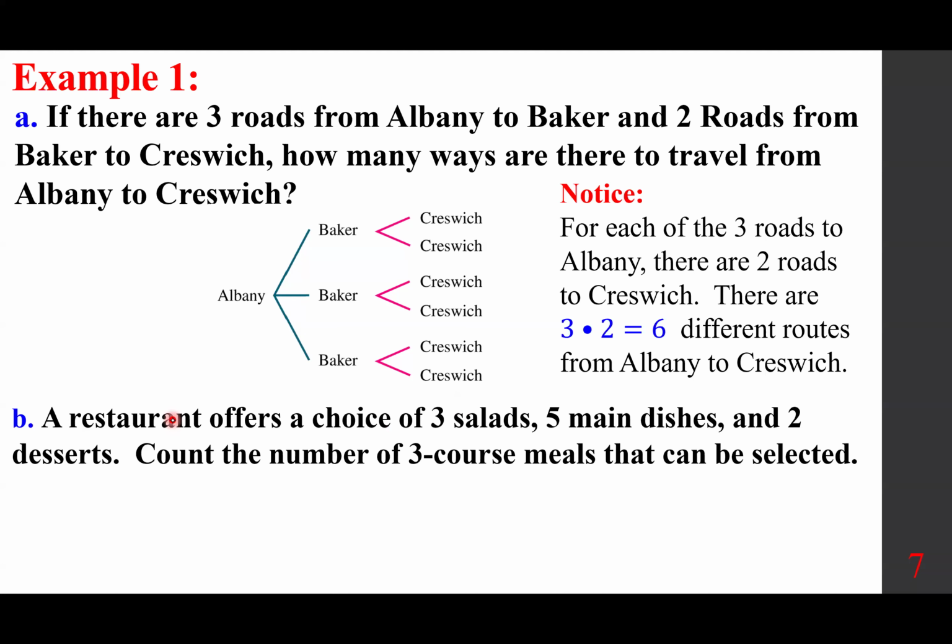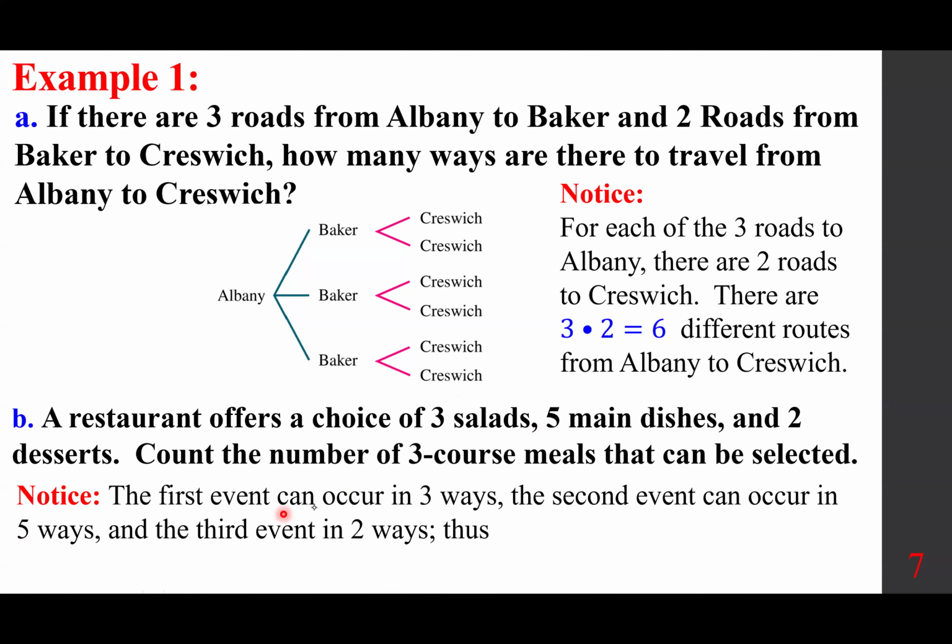A restaurant offers a choice of 3 salads, 5 main dishes, and 2 desserts. Count the number of 3-course meals that can be selected. Basically, you multiply. The first event can occur in 3 ways, the second one in 5 ways, and the third one in 2 ways, the last one 2. So the product of 3, 5, and 2 gives us 30 different possible meals.